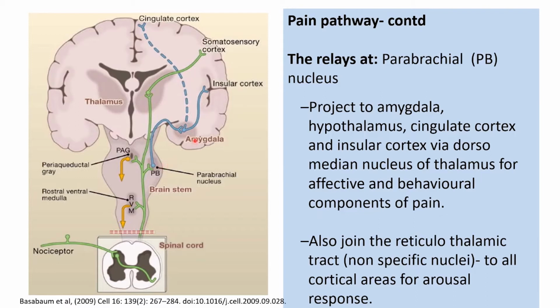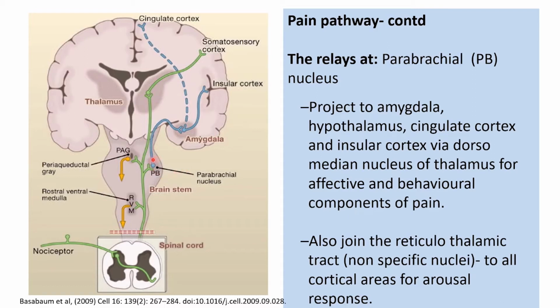nucleus sends axons to the amygdala as well as hypothalamus, and from there it is relayed, or it projects, into the cingulate cortex, the insular cortex, via the dorsomedian nucleus of the thalamus for affective or behavioral responses associated with the pain.